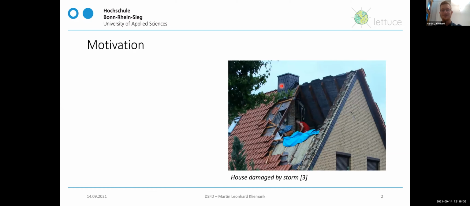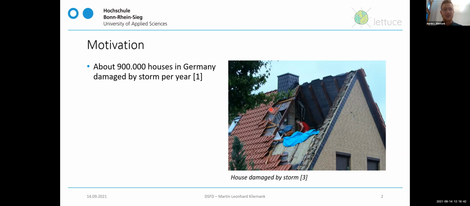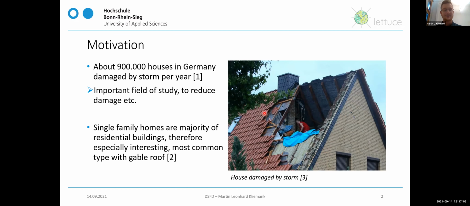Okay, so just to motivate the whole thing, here's one of the possible results of turbulent airflow around the roof, and basically damage to the roof. And this, probably on a smaller scale, happens to about 900,000 houses in Germany per year. So this is an important application of the simulations, in order to find out how to reduce damage to houses and avoid this kind of thing.